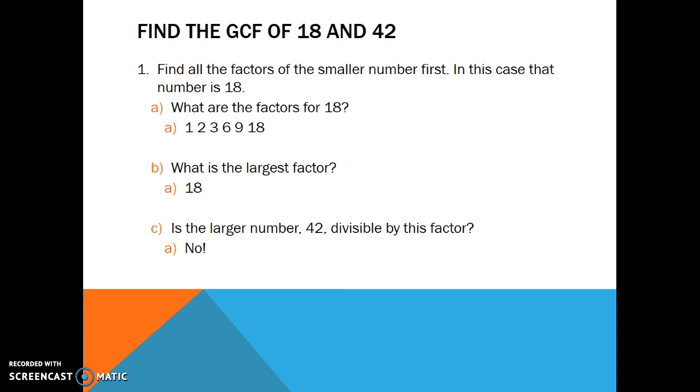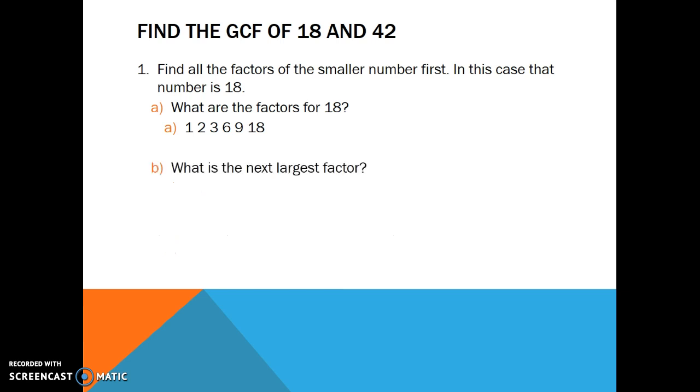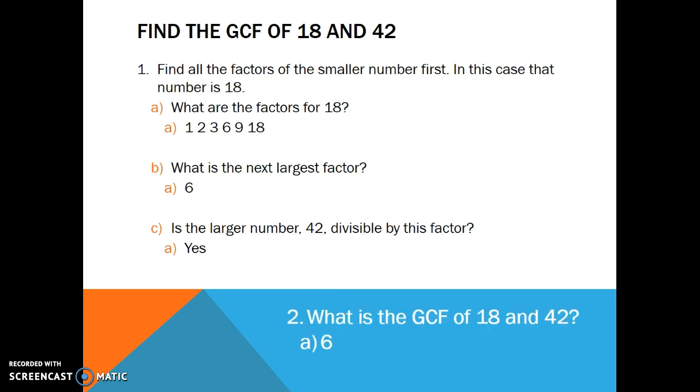So now I'm going to find the next biggest factor, which is 9. I'm going to ask myself the same question again. Is the larger number 42 divisible by 9? And the answer, of course, is no. Moving down the line, the next largest factor is 6. So I can look at my larger number again and ask myself, is 42 divisible by 6? And this time we have a winner because 6 times 7 is 42. So my greatest common factor of 18 and 42 is 6.